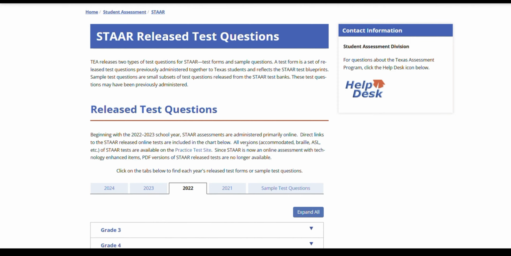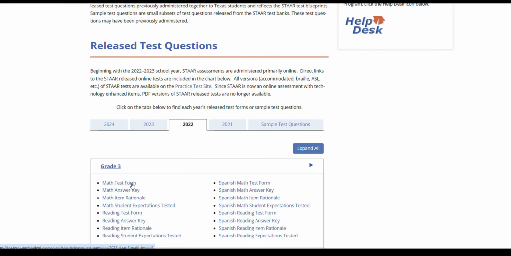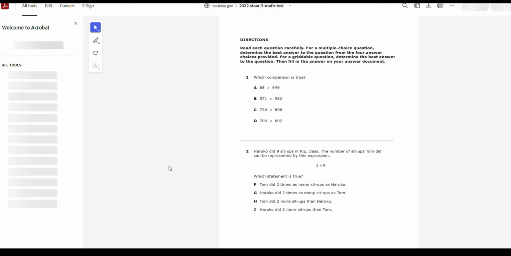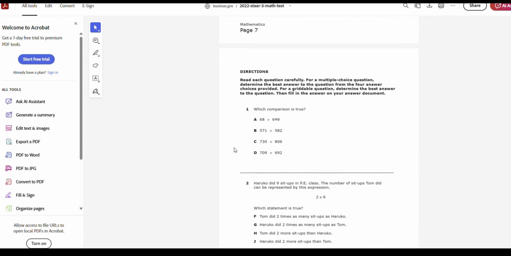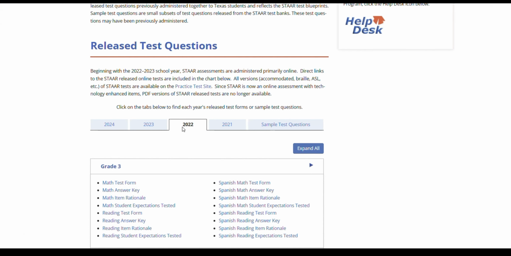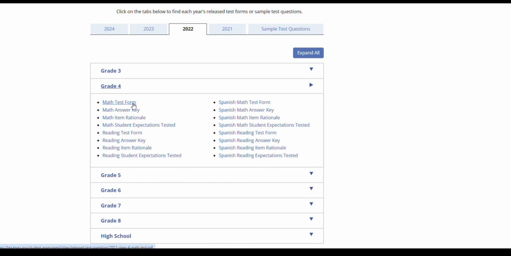We'll then select the 2022 tab, and from there, choose the grade level, 3rd, 4th, and so on, to locate the math test form. We now have access to the 2022 math test questions. Let's solve them one by one. Do those same steps again for 4th, 5th, 6th, 7th, and 8th grade.